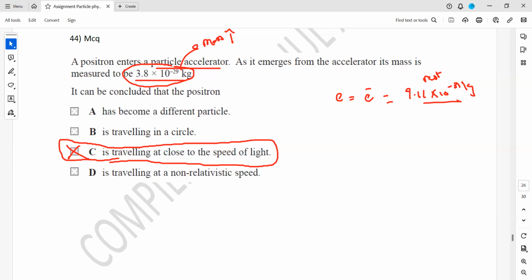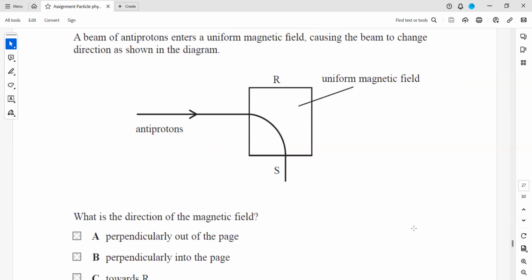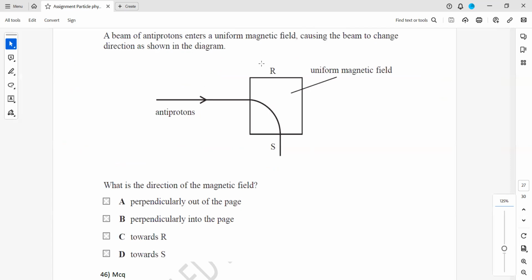And question number 45. What is the direction of this? This is an anti-proton. Anti-proton means a negative particle. So we'll apply the left hand rule and check what will happen. Anti-proton means negative particle. If we consider the magnetic field is into the page, you will use the left hand rule. Your index finger, your first finger, should point in the direction of the magnetic field.